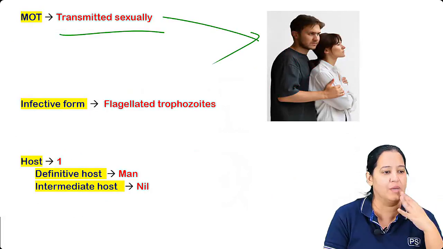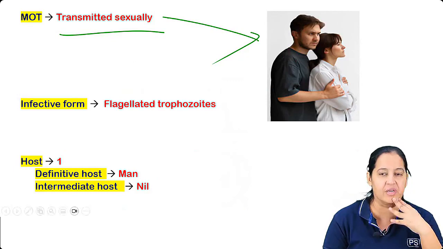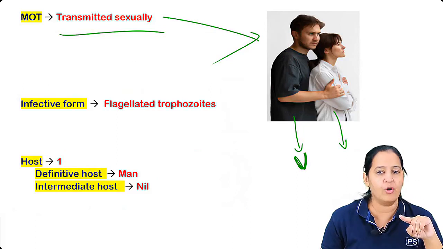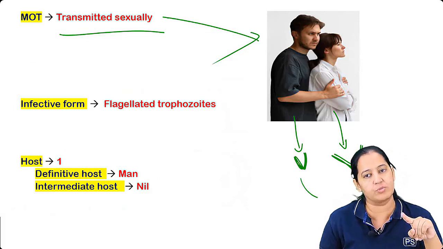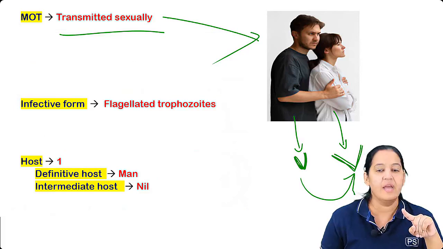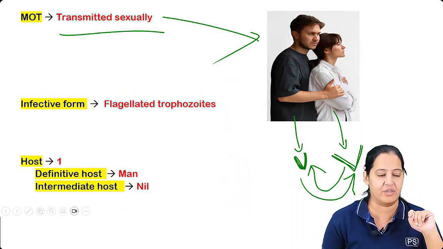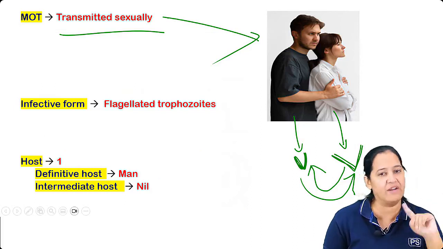Mode of transmission. Everyone knows it's sexual. So it can be transmitted from male to female to male. Anyone can have the infection. If it is in the male, the organism is in the urethra. If it is in the female, the organism is in the vagina. So if an infected male has sexual intercourse with a female, it can transmit the infection. And if an infected female has sexual intercourse with a male, it can also transmit the infection. So it can be transmitted both ways, from male to female to male, via urethra and vagina and urethra.